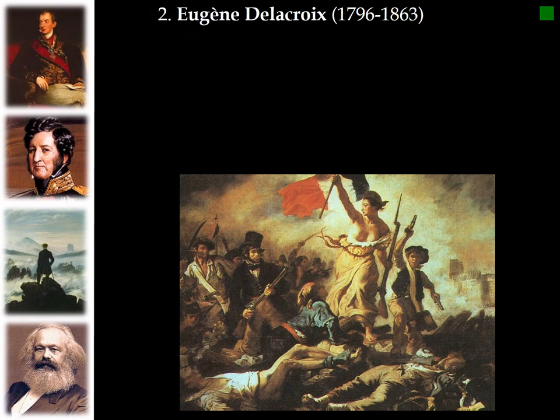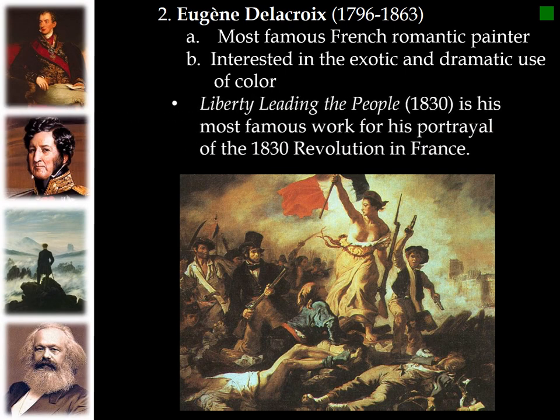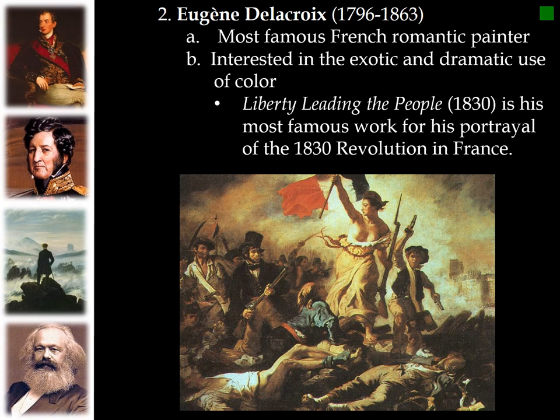Eugene Delacroix is another famous painter from this period, from France, 1796 to 1863. He's probably the most famous French romantic painter, interested in the exotic and the dramatic use of color. His most famous work is Liberty Leading the People from 1830. This is his portrayal of the 1830 revolution in France, but oftentimes it's also used now by historians to symbolize the French Revolution from 1789 as well.